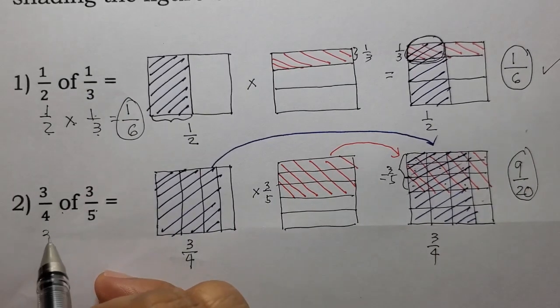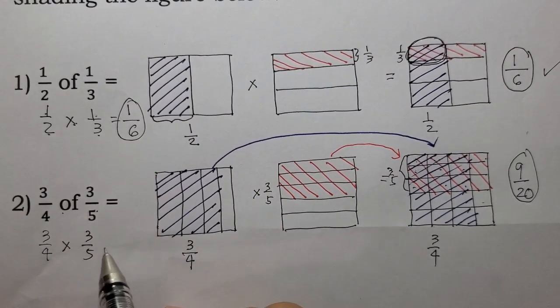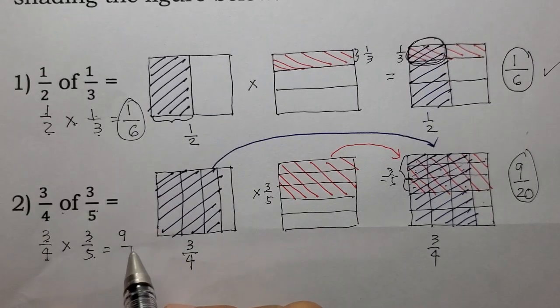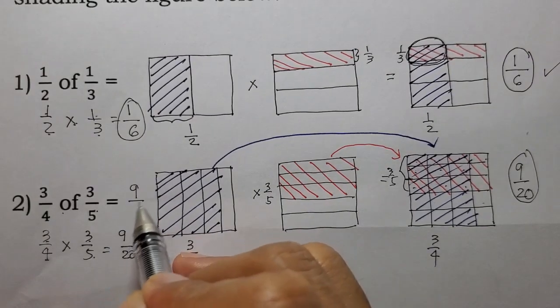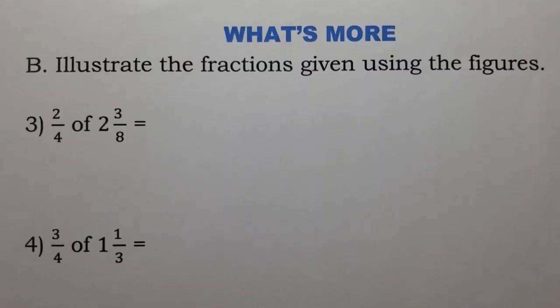Or, when I say 3/4 times of means times 3/5, that would give us this time 3 times 3 is equal to 9, 4 times 5 is equal to 20, therefore 9/20. So that's the answer for number 2. Did you get it correctly? How about what's more? Letter B.